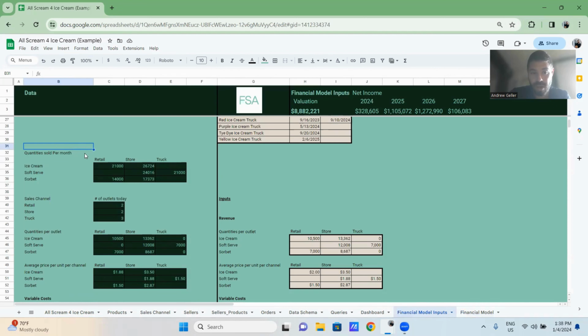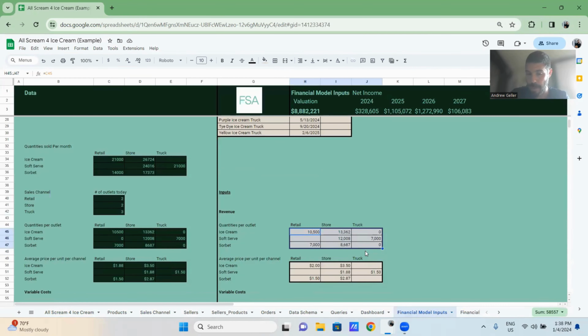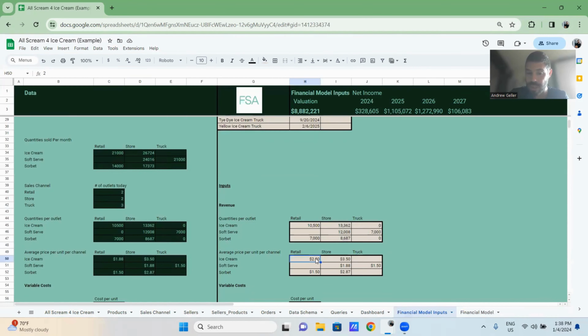So we have this query, and it tells us that in total for the retailers, there are 21,000 ice creams sold. They don't sell soft serve, and they sell 14,000 sorbets. And if there are two retailers, two stores, two trucks, we can figure out basically the quantities per store. Now we can use these quantities for the future. The thing is, we don't have to. If you see here, the average price per unit for retail is 1.88 if we look at the data, but we know that we're going to raise the price to $2, so we're going to use the future price here.